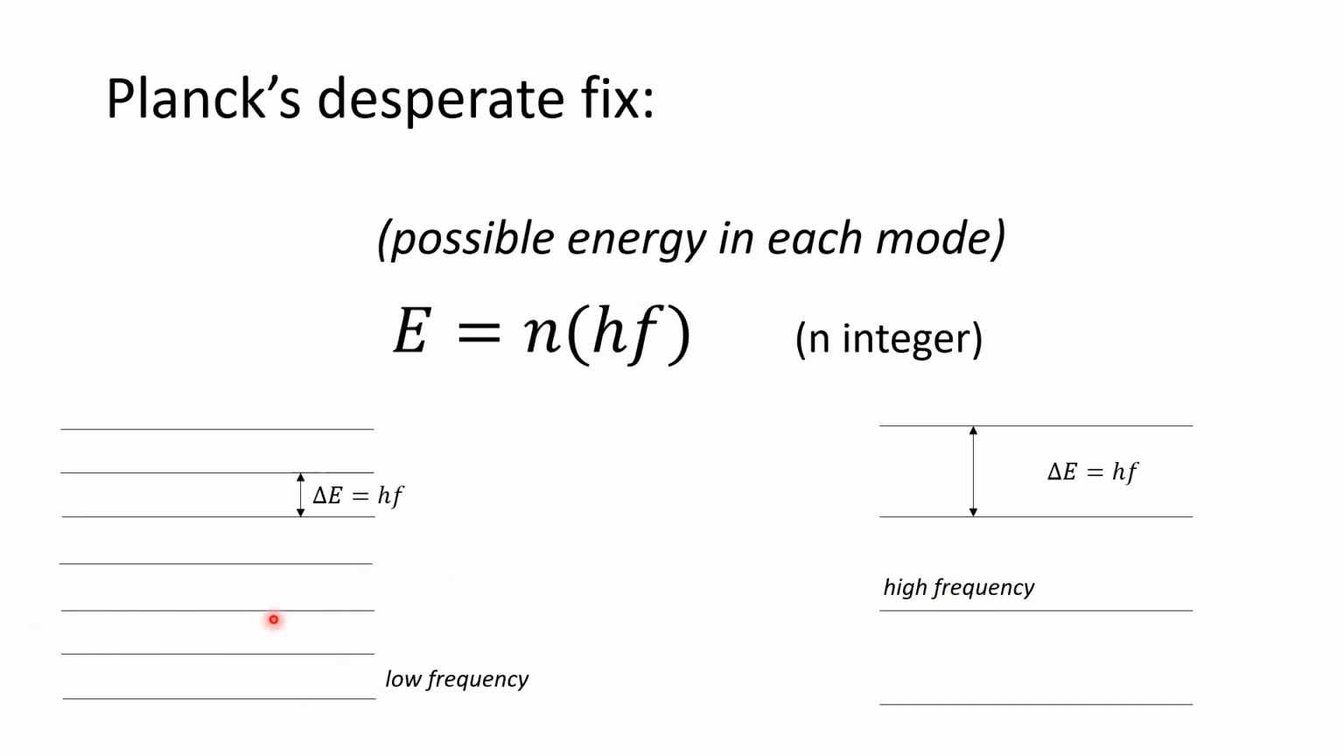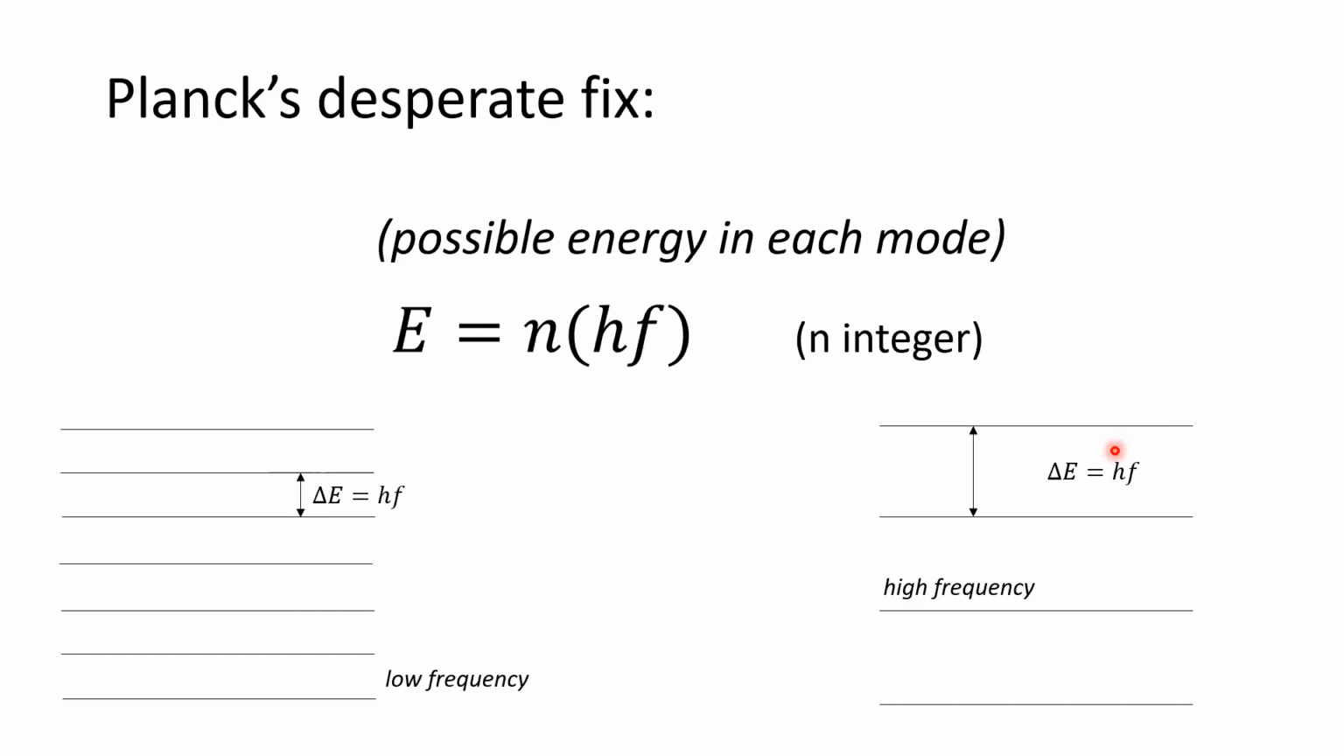Now what's the difference between those? 3 times hf minus 2 times hf. Well, that would just be 1 times hf. That's why the spacing here is hf. So the spacing goes up for higher values of f, but the actual value of the spacing is going to depend on this undetermined constant h.